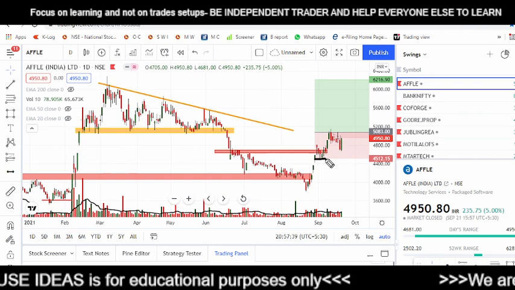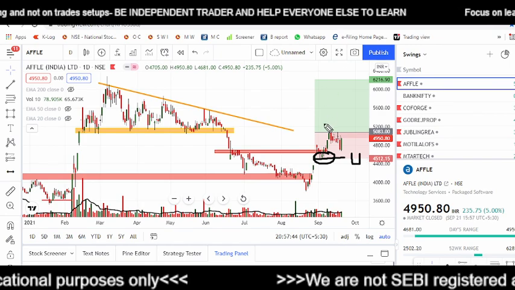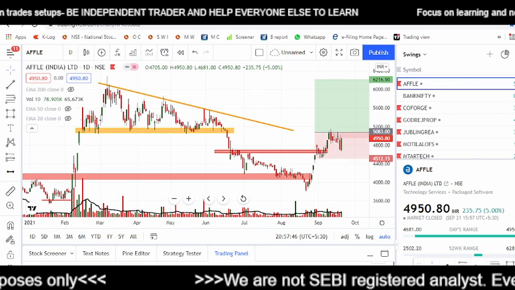Stop loss can be kept below the previous low, because when the previous low is broken on closing basis, then a trend might change, right? So this is Apple for you.